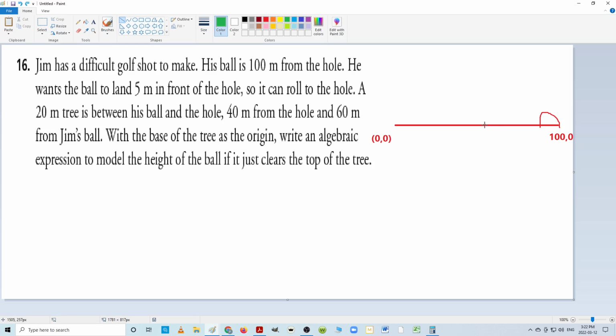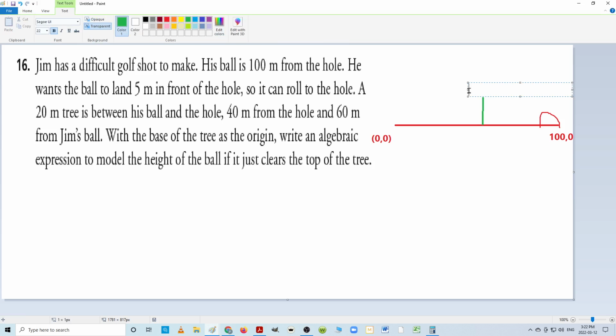It's about there. So at 60, what's the height of the tree? It's 20 meters. So it's 20 meters tall at 60, because it's 40 meters from the hole, and 60 from Jim's ball. With the base of the tree as the origin, write an algebraic equation to model the height of the ball. Okay, so that's going to be counted as 0, 20.